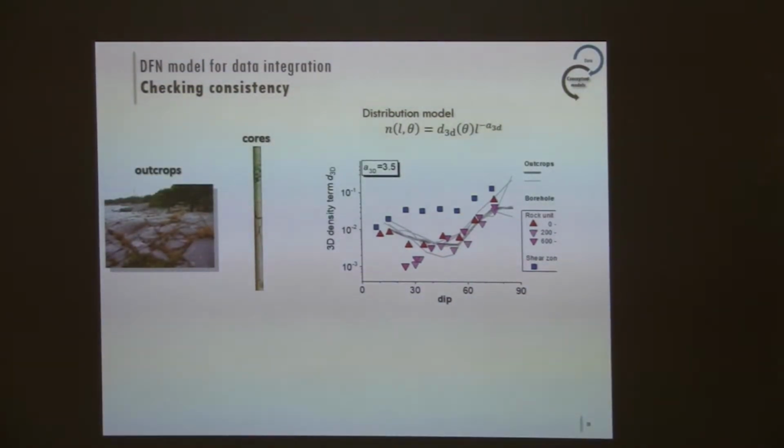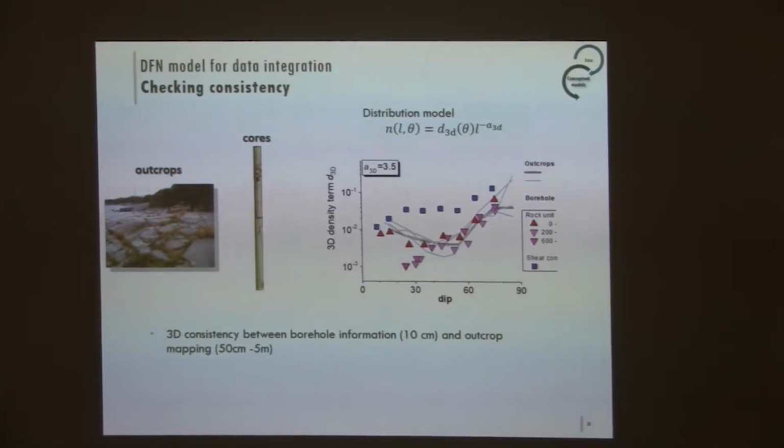Well, a lot of information. First, blue squares. Blue squares are shear zones. So the signature of shear zones is different from the signature you get on outcrops. Second, the red up triangles are the part of the borehole which is between 0 and 200 meters. This is totally consistent with what we observe for outcrops.